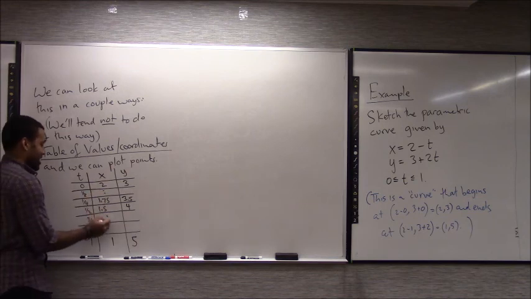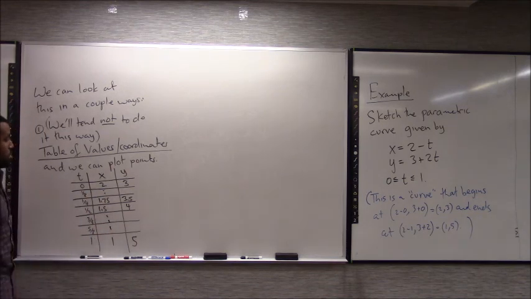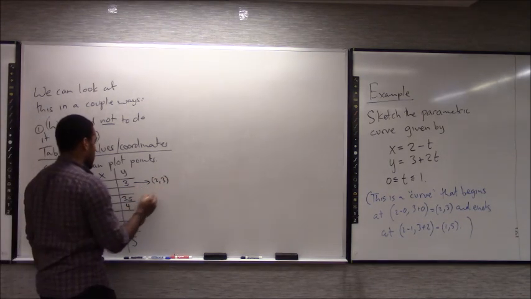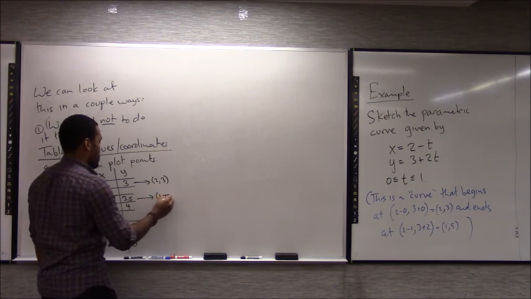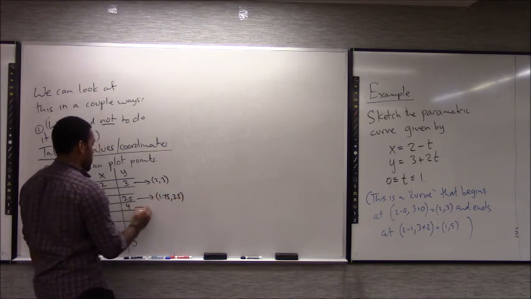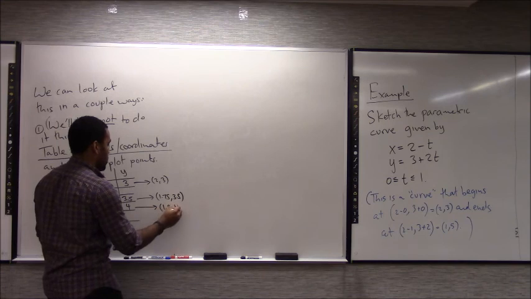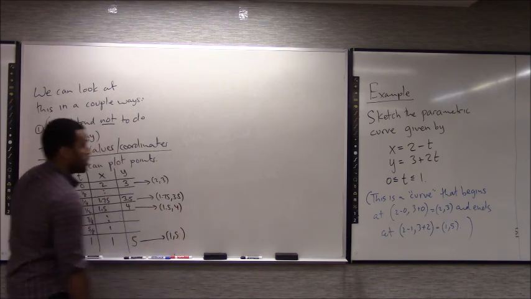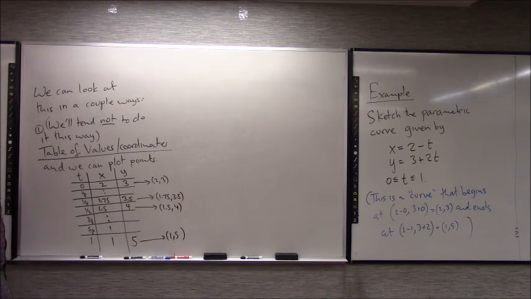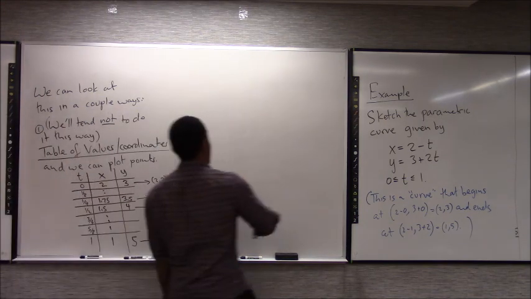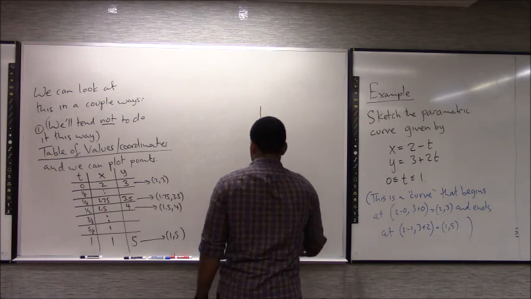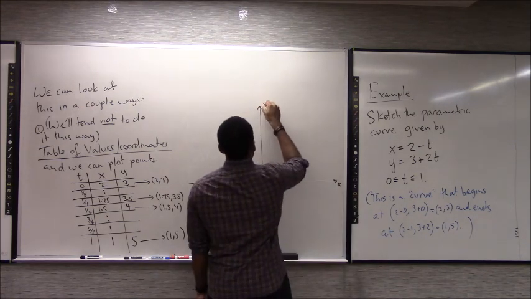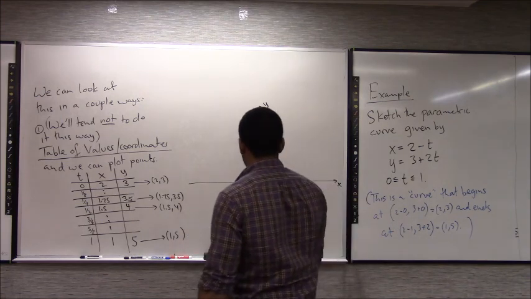I'm already getting bored with points. Like, I don't really like plotting points. But that's enough. Let's actually plot this. What this is saying is that 2, 3, 1.75, 3.5, 1.5, 4, and 1, 5 are all on the graph. So what we can do is we can go into the xy plane and we can start to plot these points.